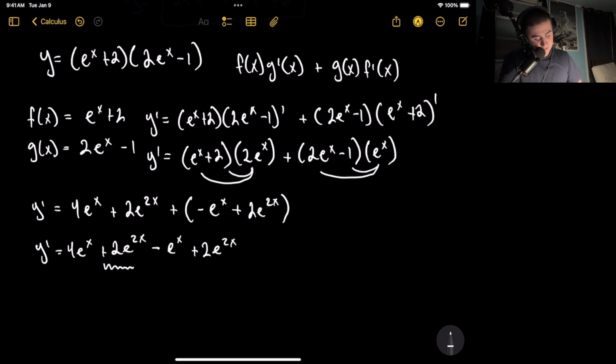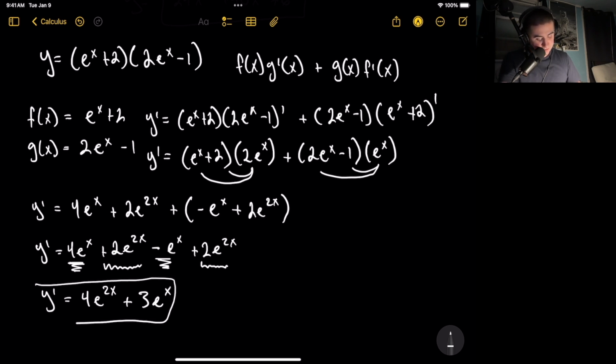Okay, now we have to combine like terms. We can see that there are 2e to the power of 2x's. That's going to be y prime is equal to 4, we're just adding them here, 4e to the power of 2x. And then 4e to the power of x minus e to the power of x is going to be plus 3 times e to the power of x. So this is your final answer, the derivative of the original function here.